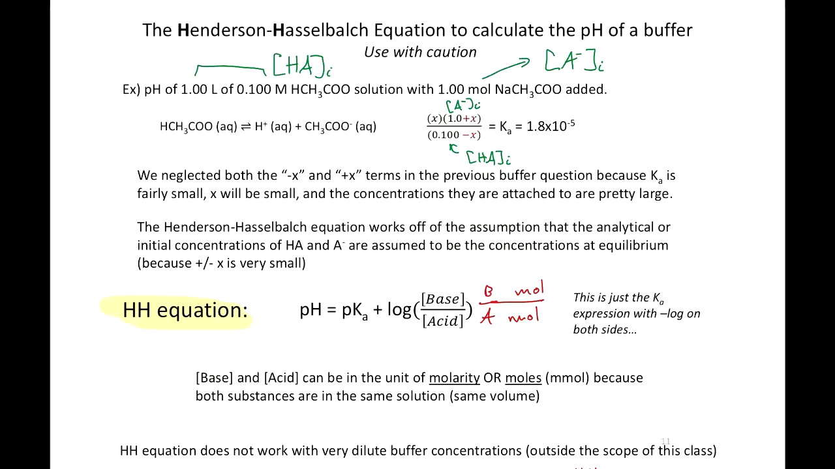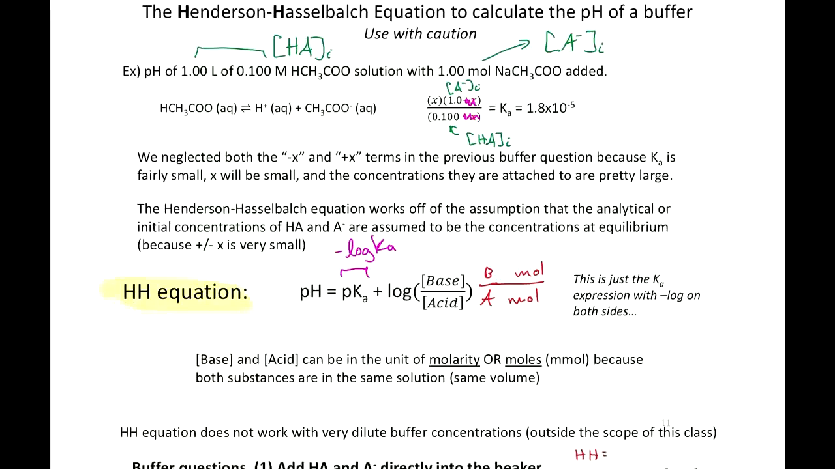Once you make that approximation and take the negative log of both sides, you get the Henderson-Hasselbalch equation, which we just use when we have a buffer system, meaning we have large amounts of the conjugate base and the acid, or the acid and its conjugate base. So pH is equal to pKa, which is the negative log of the Ka value for that system, plus log base over acid. Since both of these are in the same volume, you can also just take the mole amounts present in each, and you'll still get that same base to acid ratio.